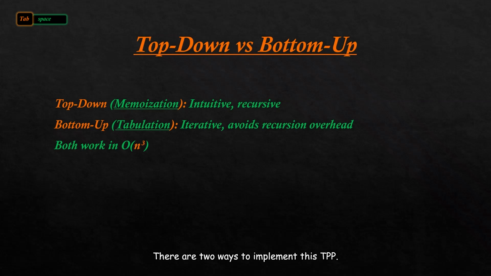There are two ways to implement this DP: top-down, or memoization, which is recursive and easier to think about; and bottom-up, or tabulation, which is iterative, avoids recursion depth, and is slightly faster. Both approaches achieve the same O(n³) complexity.